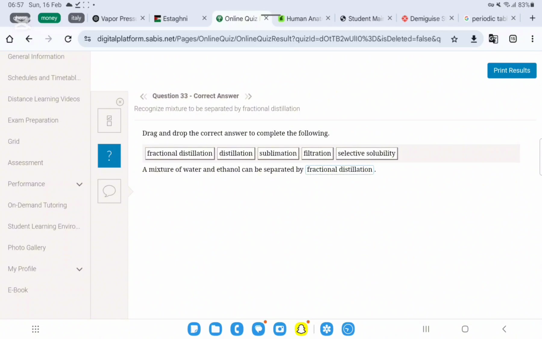A mixture of water and ethanol is separated using fractional distillation. Water and ethanol have almost the same boiling point. Water 100 and ethanol I think 78 or something like that. So they have close boiling points, so normal distillation doesn't work for it. So fractional distillation.